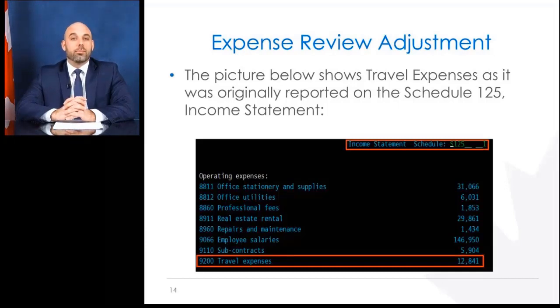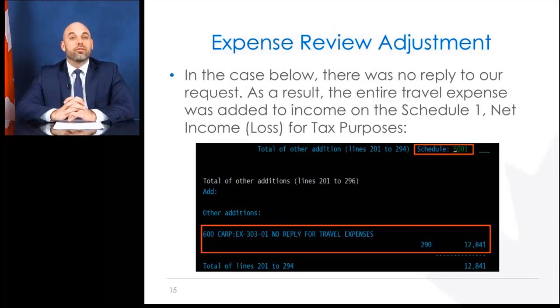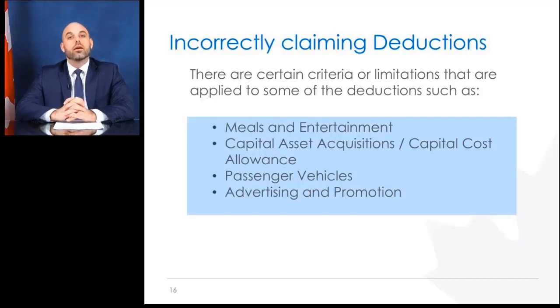Here you will find an example of when an adjustment was made during an expense review. The expense line on the Schedule 125 income statement is not directly changed. Instead, the disallowed amount is added to income on the Schedule 1, net income or loss for tax purposes. In this example, there was no reply to our request for documentation. As a result, the entire travel expense was added to income on the Schedule 1, net income or loss for tax purposes.